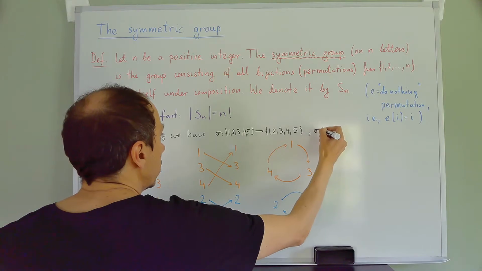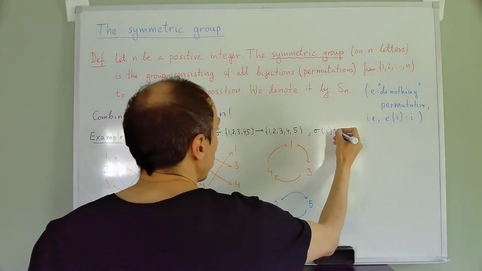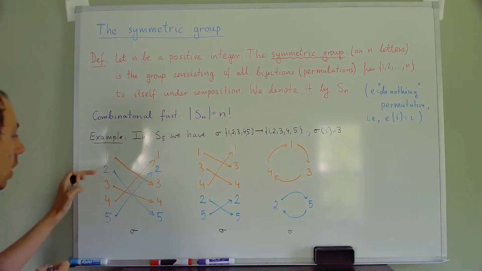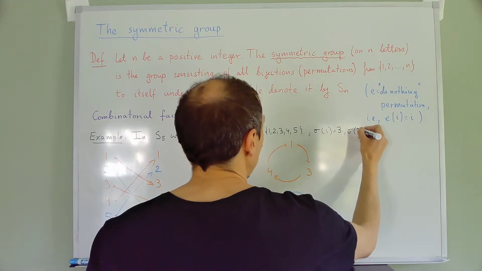So I'm going to write what's sigma of 1. Okay, so 1 is sent to 3. So sigma of 1 is 3. What's sigma of 2? 2 goes to 5. So sigma of 2 is 5.